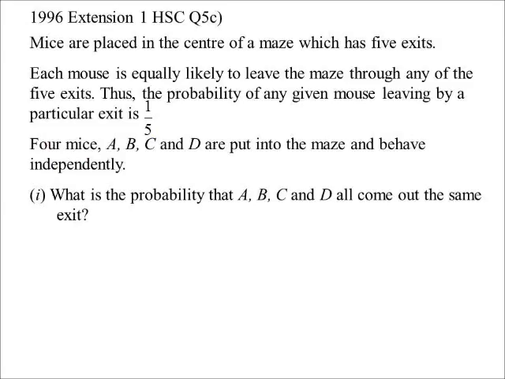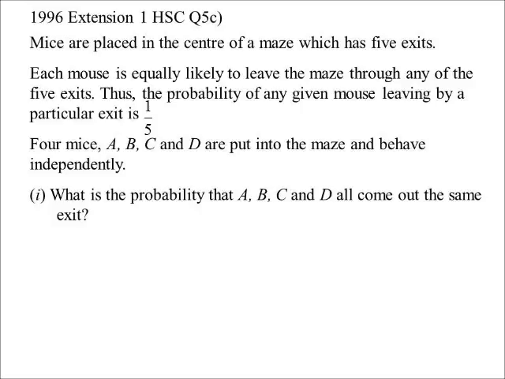Here's an HSC question from 1996, which also uses that same sort of idea. So we've got mice, we're putting them in the centre of a maze. The maze has got 5 exits. Each mouse is equally likely to lead through any of those exits. Thus, the probability of a given mouse going through a given exit is 1 in 5. There are 4 mice, A, B, C and D. They're put in the maze and they behave independently. What's the probability that A, B, C and D all come out the same exit?